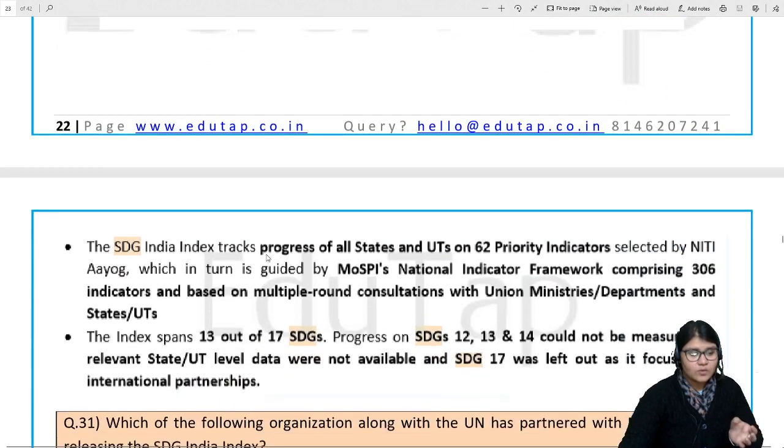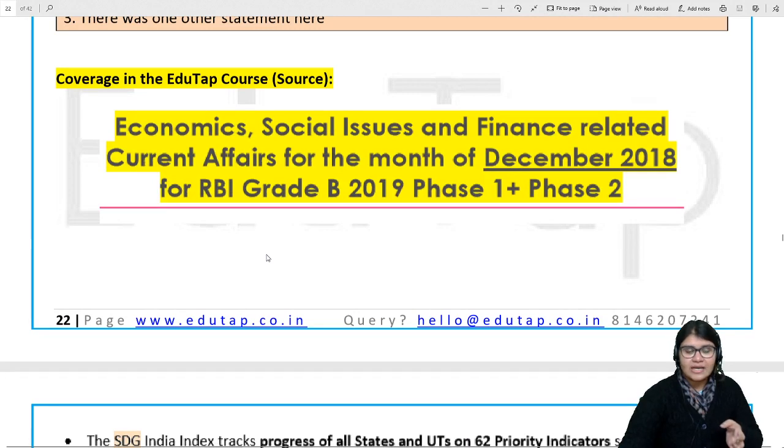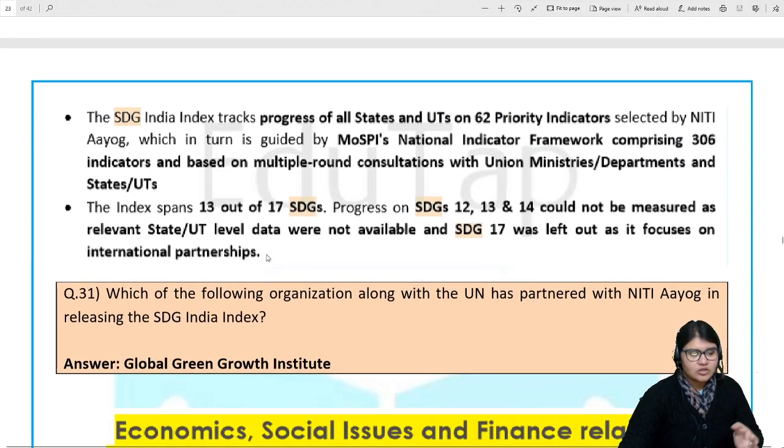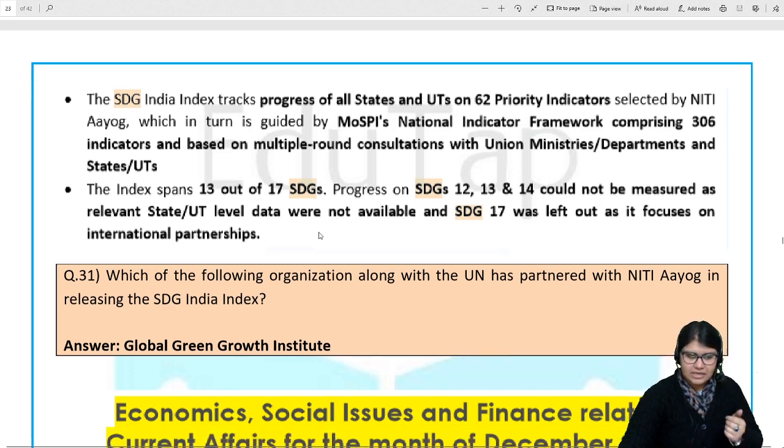So this again was very well covered in the December 2018 magazine that we had provided. So it was regarding SDG India Index, and here clearly you can see that we mentioned about the priority indicators as well as the national indicator framework comprising 306 indicators.